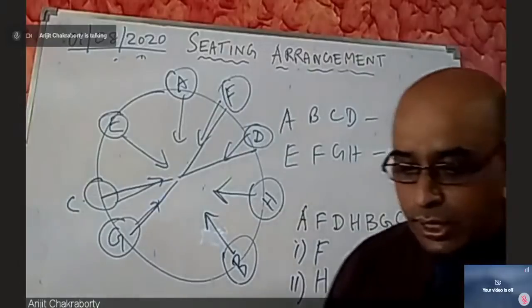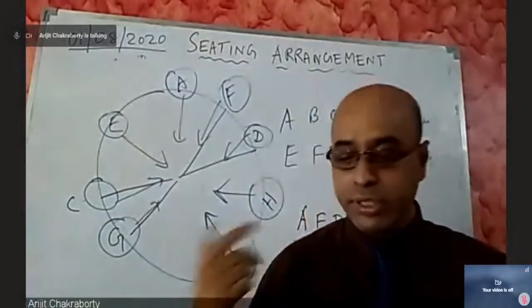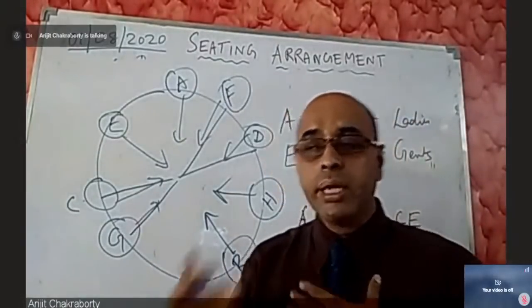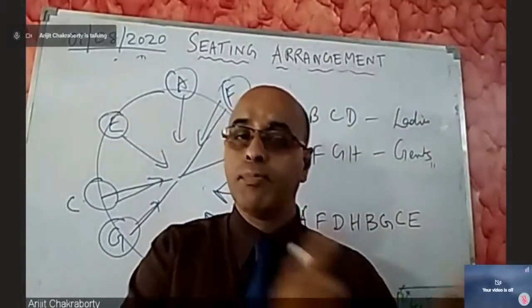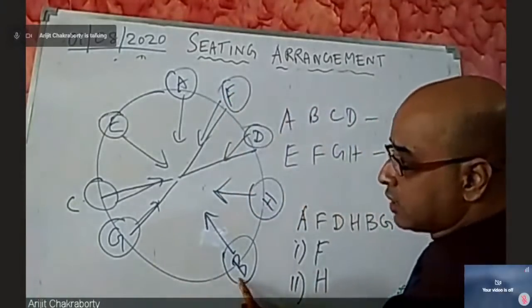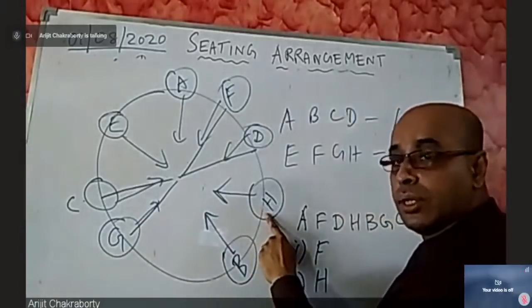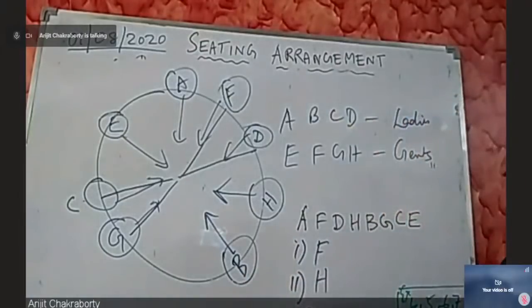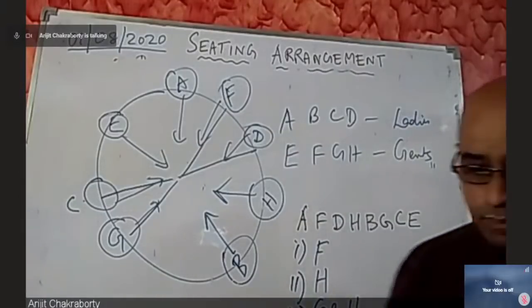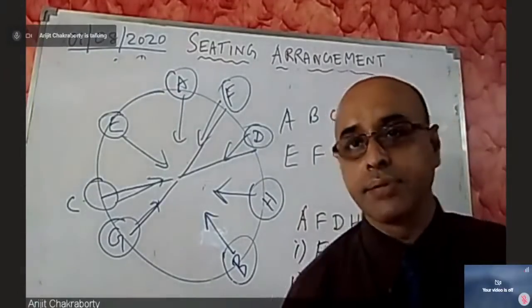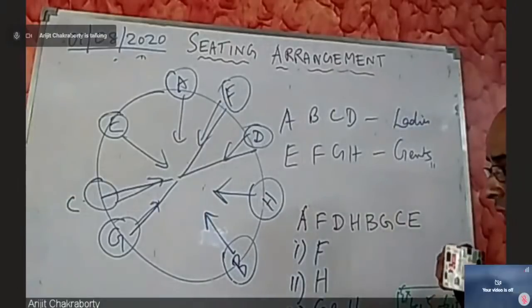And let us see the third question. Who is the immediate neighbor of B? That means, who are the persons sitting on both sides of B? So B is here. On one side we have G and on the other side we have H. So G and H are the two neighbors of B. So the third answer is G and H. Please check whether it's a multiple choice question. You can compare it with the answers given, and I hope you understand how we solved it.